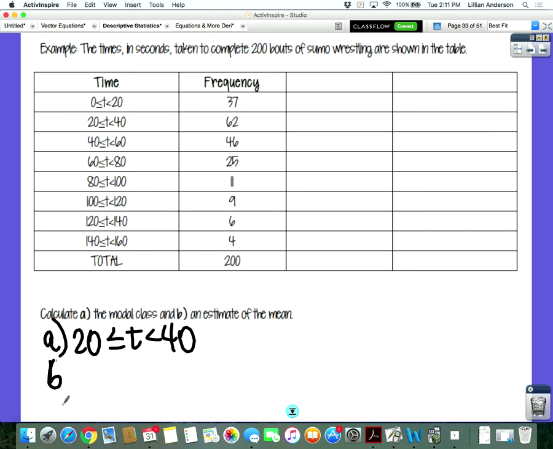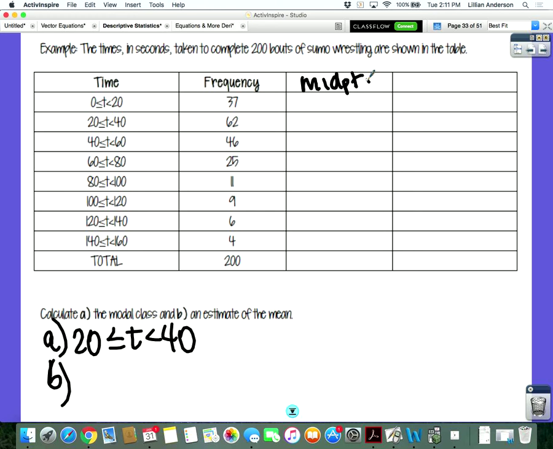Now we have to find an estimate of the mean. We won't be able to find the exact mean because we don't know exactly what the times were. We just know the range, okay? So we have to multiply the frequencies by their what? Their midpoints. And the midpoints they're referring to are the midpoints of your x value. So that's your time in this case.